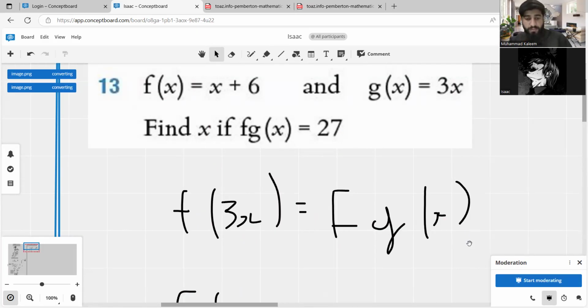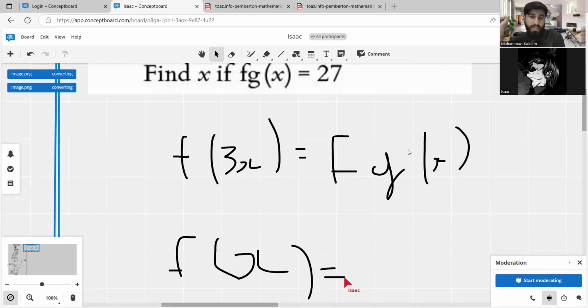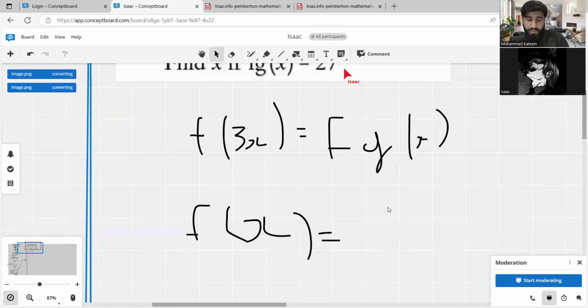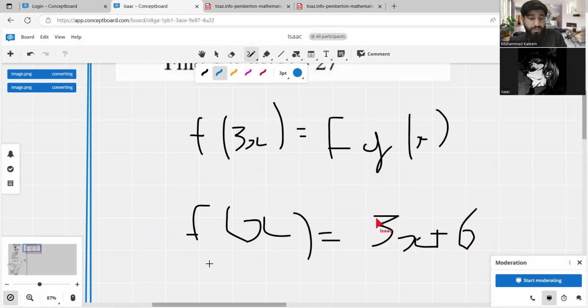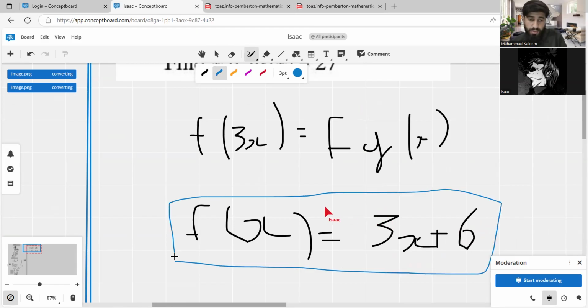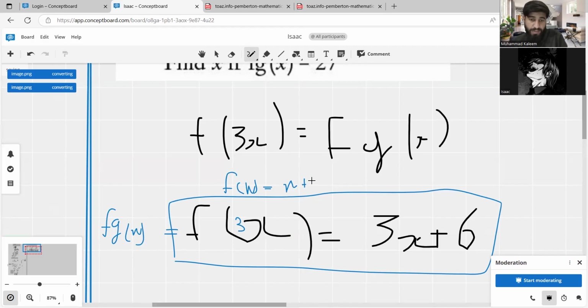We will calculate f of 3x with the help of f of x. F of x is x plus 6. Yeah, that's true. But you are making a mistake here. You are saying that this is f of x. Is this true? No, it's f of g. It's f of 3x, or you can say f of g of x. F of x is something else. F of x is just x plus 6. This is f of x.